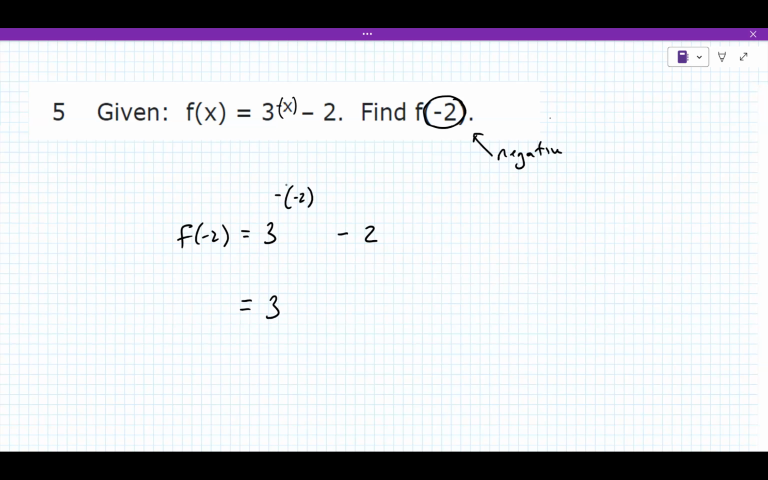So it's 3 to the power of 2 minus 2. And 3 to the power of 2, very important, means that it's 3 times 3, which is 9. It's not anything else. It's the number times itself, the number of times indicated in the exponent. That's 9 minus 2, which is 7. So 7 would be our answer.